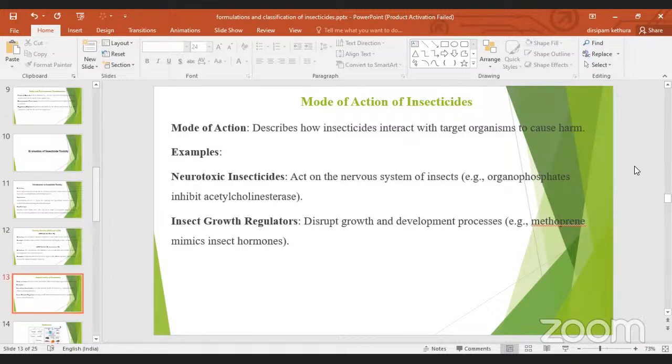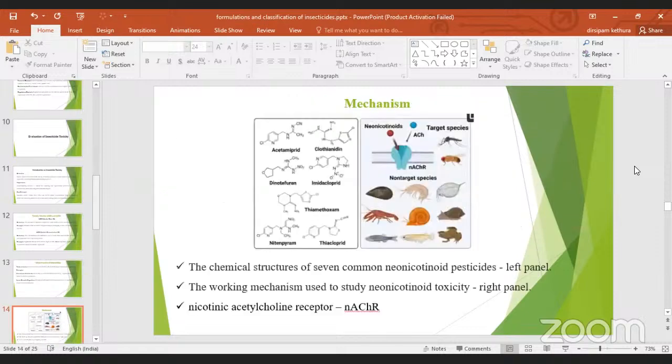Okay, it will interact with the target organisms to cause harm. Okay, and the examples are neurotoxic insecticides, and the second one is insect growth regulators. These are the insecticides which act on the nervous system of the insects. And example here given is organophosphates, which will inhibit acetylcholine esterase. Okay, we are going to talk about these things in our later classes. And the next one is insect growth regulators, which will disrupt the growth and developmental processes by acting on metabolic activities of the insects. Okay, so these are the examples.